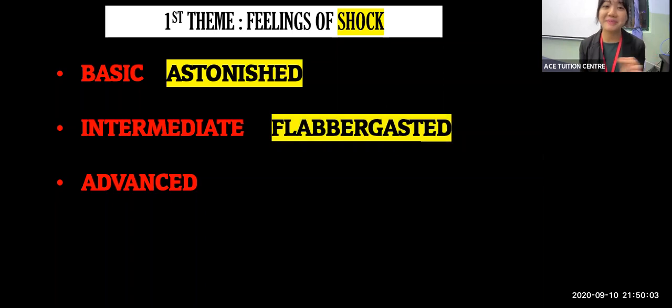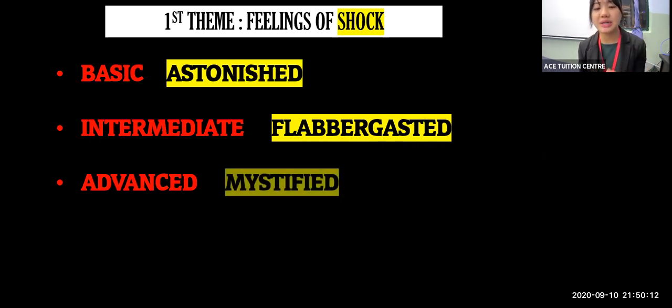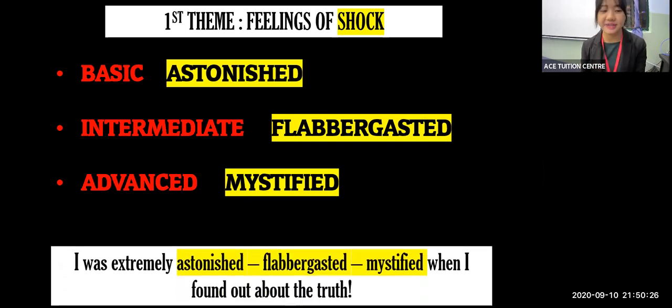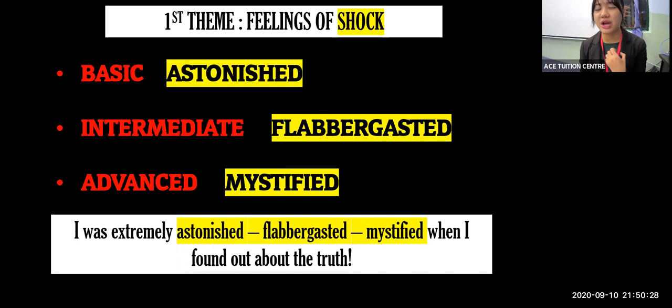Intermediate wise, flabbergasted is also an extremely common word. You'll see this word every day in the newspaper. As usual, for the advanced level, use the word mystified. Mystified is a word that is not commonly used, but it is actually a very common word in the SPM examination. It comes out time to time, so it is best for you to memorize the word called mystified. So as usual, how can you describe being shocked? I was extremely astonished or flabbergasted, or as well as mystified.